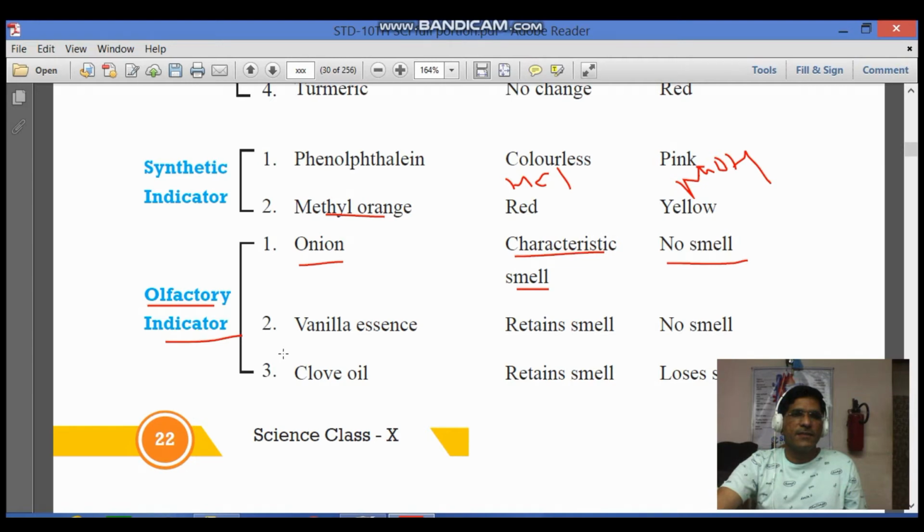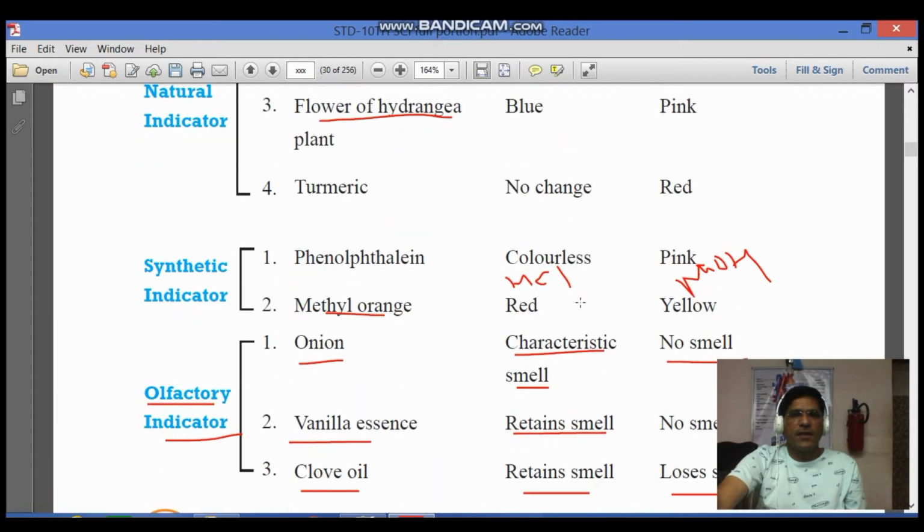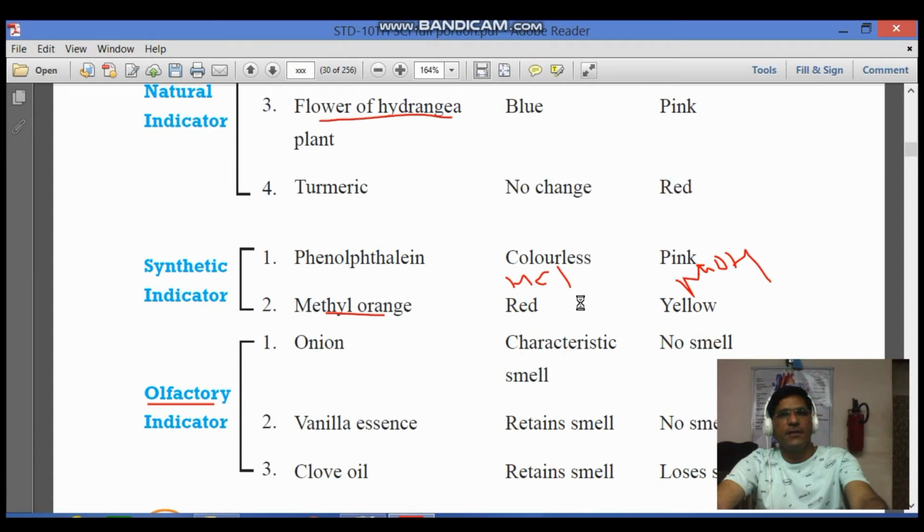Vanilla essence retains its smell. So we can get the smell of vanilla if an acidic solution is there, but if there is no smell, then we can say it is a base. Clove oil also retains or loses its smell: if acid is there, clove oil retains its smell, and with a base the smell goes away. So these are the topics related to indicators, acid, base and salt.